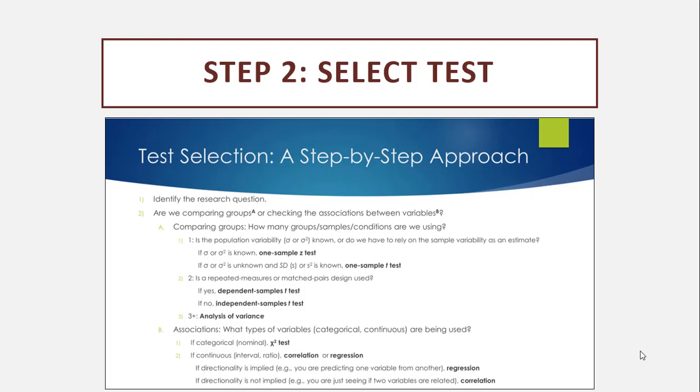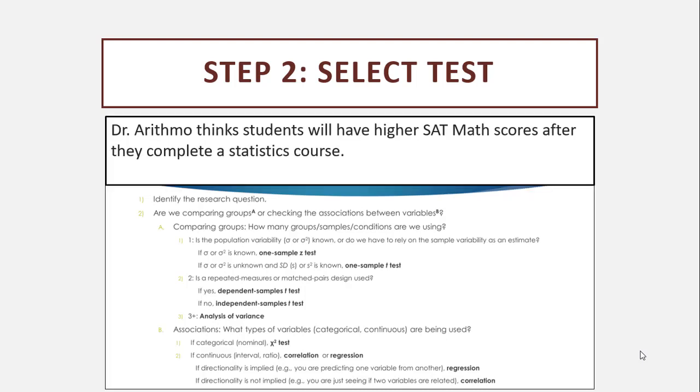We could also walk through this type of test selection. It gets us to the same answer. So we ask ourselves, what is Dr. Rithmo doing? Is he comparing groups or checking associations? Well, he wants to see if students will have higher math SATs after they complete stats, right? So we're comparing groups. In fact, we are comparing conditions. So individuals, when they are ignorant of statistics, right, that's a condition. And then after they've been introduced to statistics is our second condition. So in this case, we have 2 conditions, 2 groups, not really samples, because we have 1 sample and under 2 conditions.